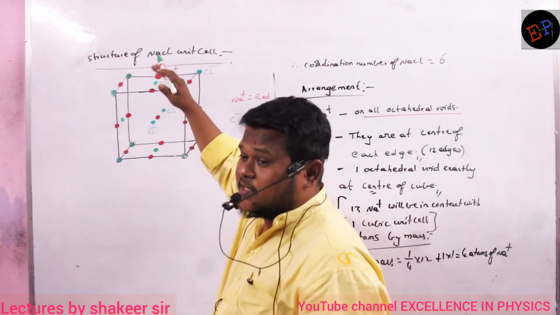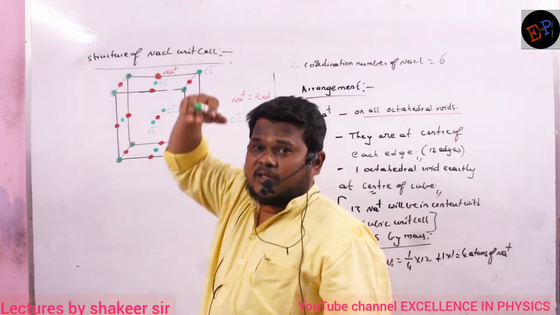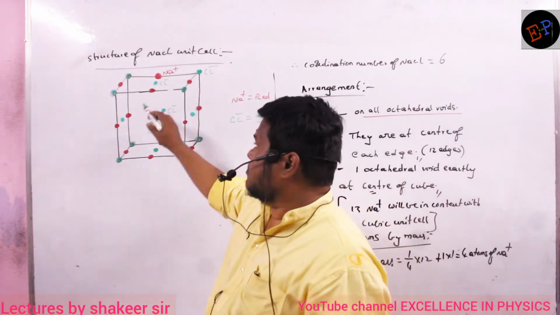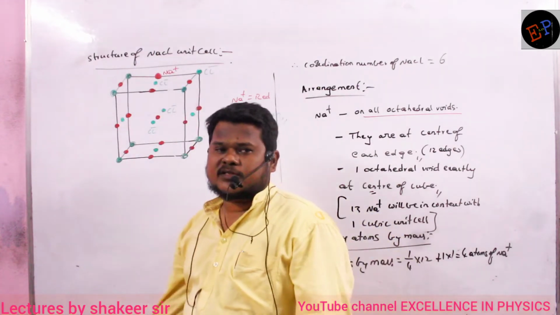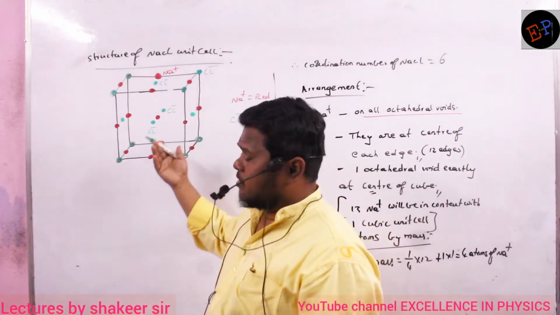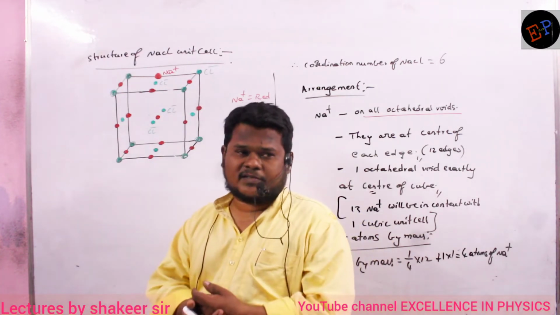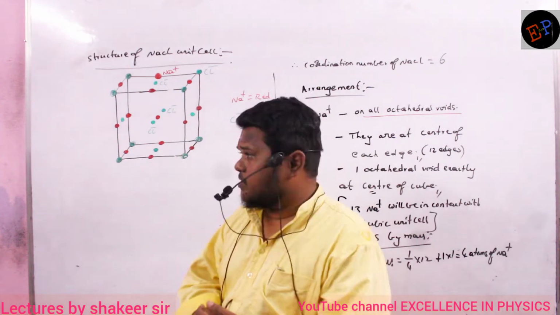Above this unit cell, there will be one more unit cell, no? To the center of that unit cell, this Cl minus will be touching. That's all. 1 Cl minus is surrounded by 6 Na plus, like this. Are you able to understand what is happening?